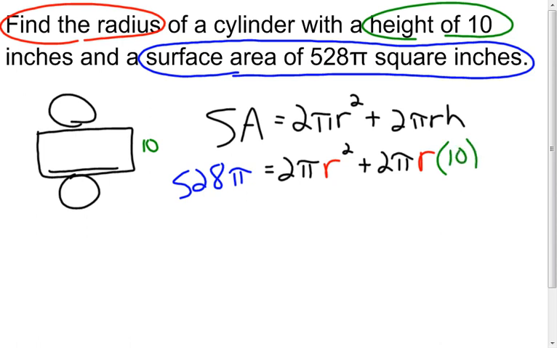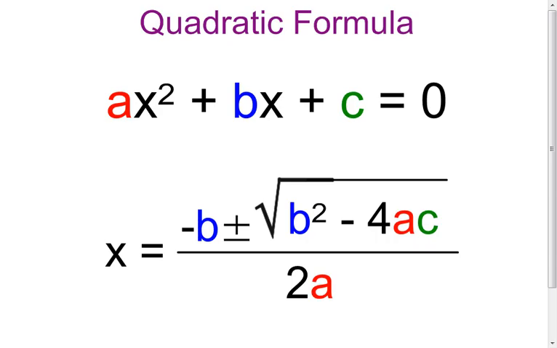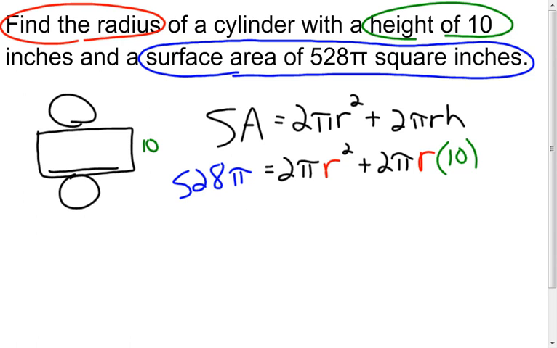And somehow we have to solve this equation for r. Well, I look at it and it has a squared variable, which tells me it has to be quadratic, so I might need to use this quadratic formula. We'll find out here in a little bit. Now the first thing I'm going to do is look at this and say, I really don't like that pi in there. I do notice that it's on all three terms, so the first thing I'm going to do is divide by pi.